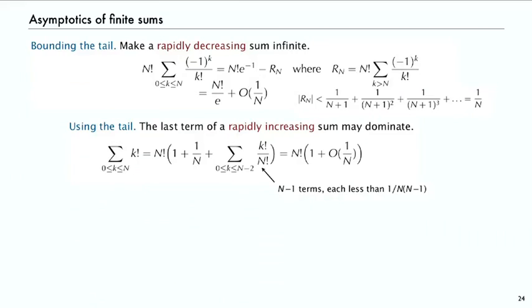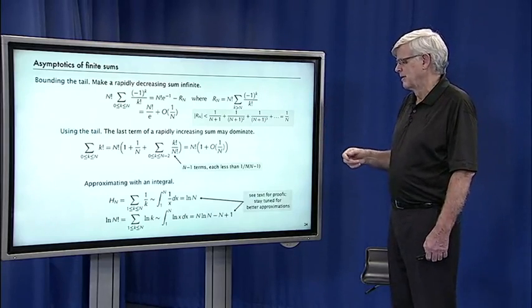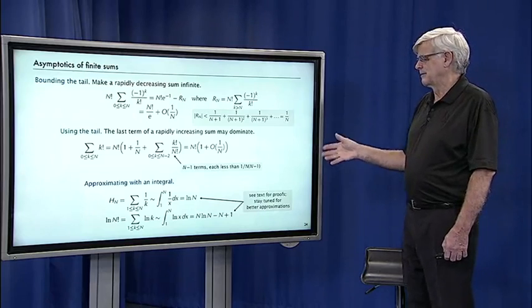Another possibility is that the terms in the sum are rapidly increasing. In that case, it might be that the only term that matters is the last one. For example, the sum on k of k factorial. If you just look at the last two terms of that sum, those are n factorial plus n minus 1 factorial. All the rest of them are less than 1 over n times n minus 1. There's n minus 1 of them, so that gives it to within a big O of 1 over n. So you have to have a feeling for how the sum grows, where the big terms are and where the small terms are. Often in the sums that arise, we can find the most significant part of the answer and express that, and then bound the rest of it to get our asymptotic expansion. The other thing that we do quite often is approximate with an integral.